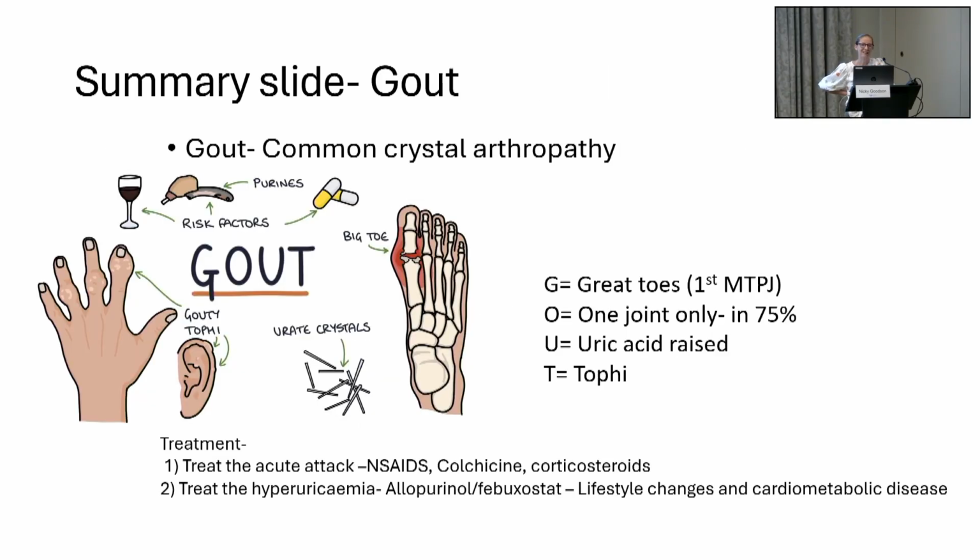I'm nearly finished now, you'll be glad to know. So this is a summary slide I made for some medical students, and I really like it. So gout, the great toe, first MTP joint, one joint only usually at the start, uric acid is raised, and patients have tophi. And the treatment is treat the acute attack, treat the hyperuricemia, but always address lifestyle changes and cardiometabolic disease, which go hand in hand with gout.